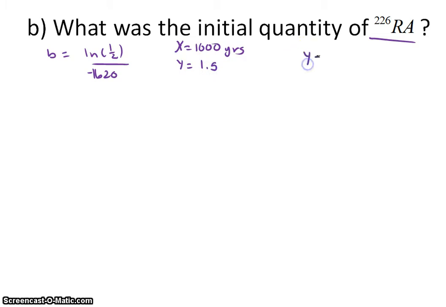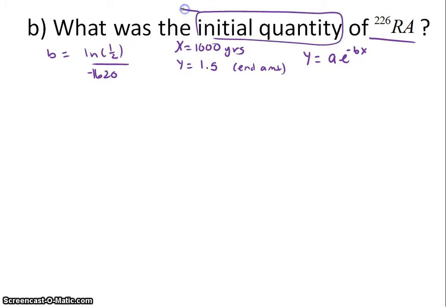So remember our equation, y equals ae to the bx. If it's decaying, our b is negative. If it's growing, our b is positive. So y is our end amount. X is our time. B we found in the first problem, and we want to know the initial quantity, which is our A value. So we're just going to plug in what we know.